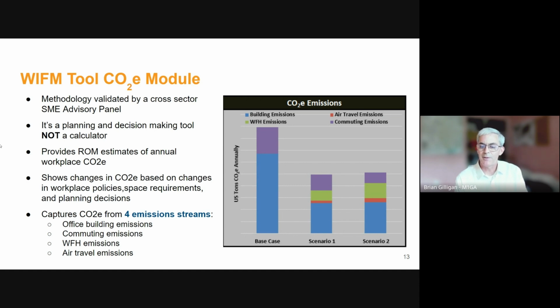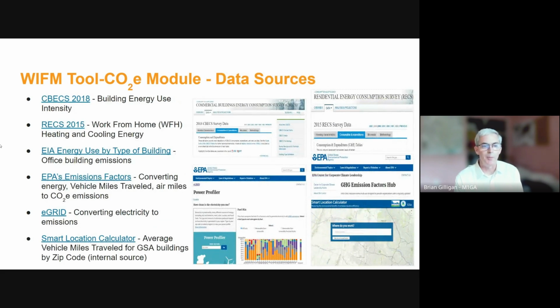This is very specific to if you have remote workers that you're hiring who are out of the geographic location of your central office: how often do they travel back to that central office to meet with their colleagues? It calculates an estimate for how much those emissions change. So that's basically what the WIFM carbon module is looking at.